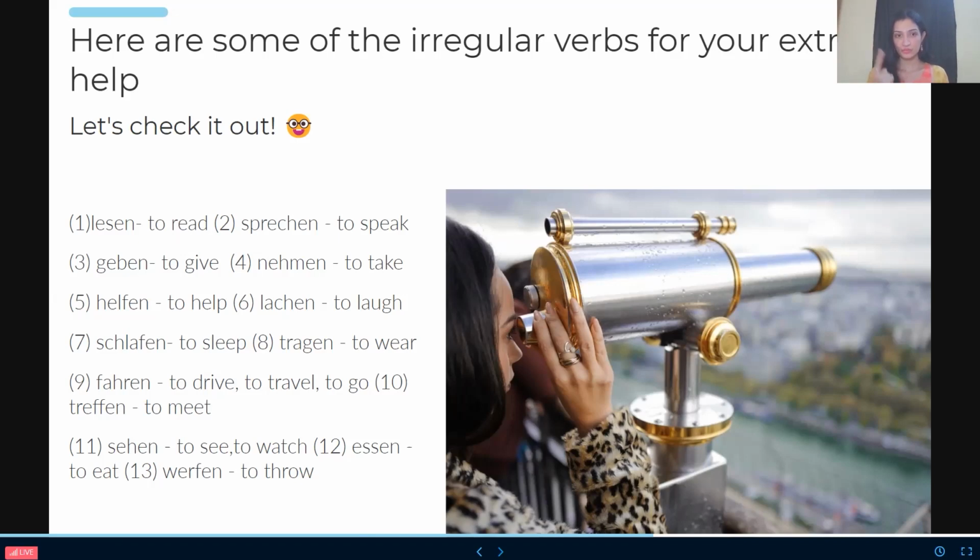For lesen and geben, one pair. For geben and nehmen, give and take, second pair. Helfen, lachen: we are not helping, but we are laughing at him when he has fallen down. Third pair. Now, for the last seven, I have made a story. So like this, you have the four categories, which is altogether 13 irregular verbs. Okay, so you all need to remember this.